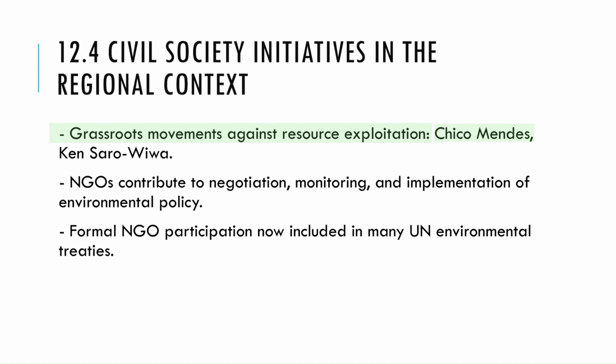His efforts led to the creation of protected areas, where local communities could sustainably harvest resources like rubber, nuts, and medicinal plants while protecting the forest. Chico Mendes was tragically assassinated in 1988, which caused worldwide outrage and made him a symbol of environmental justice.